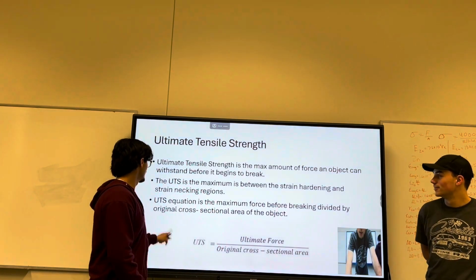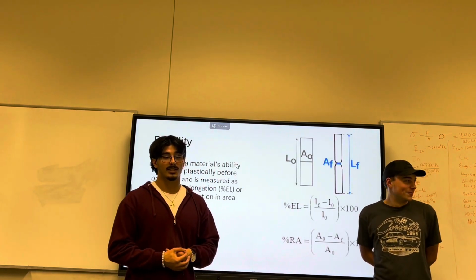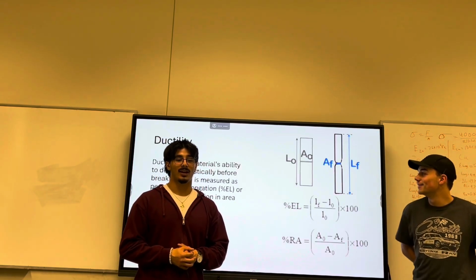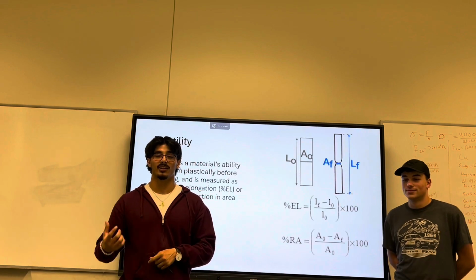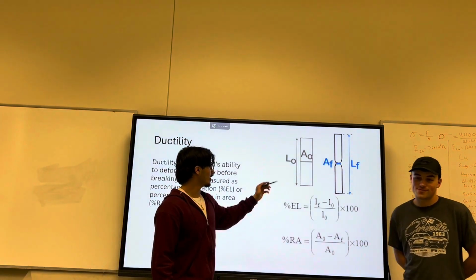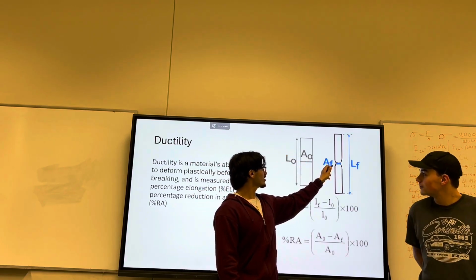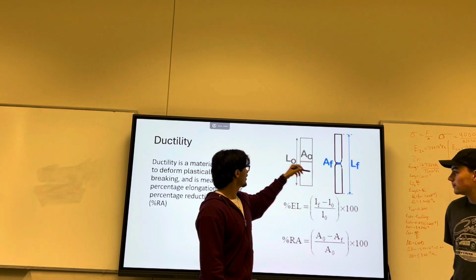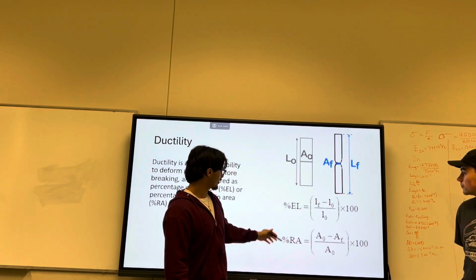Ductility. Your ductility is a material's ability to deform plastically before breaking and is measured in the percentage elongation or in your percentage of reduced area. As you can see over here, this is the before and after, the original area of the cross section versus after when it is stretching, the original length, the final length. You get it from these equations right here.